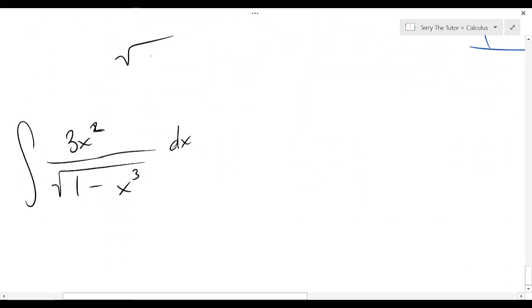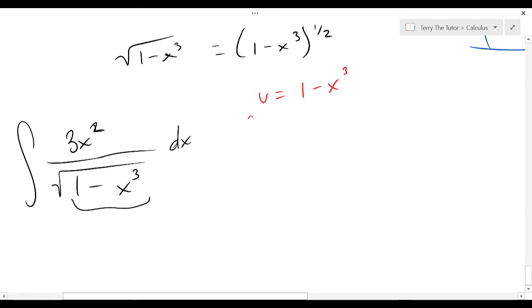The square root of 1 minus x to the third is equal to 1 minus x to the third to the 1/2 power, just in case you didn't know. So it's a power, and I'm not going to include that. So my u is equal to 1 minus x to the third. I'm going to take the derivative of both sides. I wind up with du equals, well, the 1 is a constant and goes away. We've got negative, that negative stays, 3x squared.